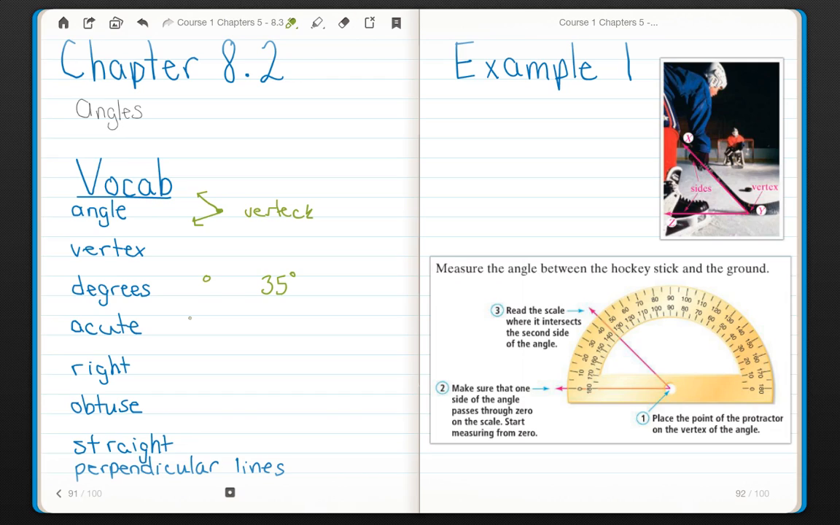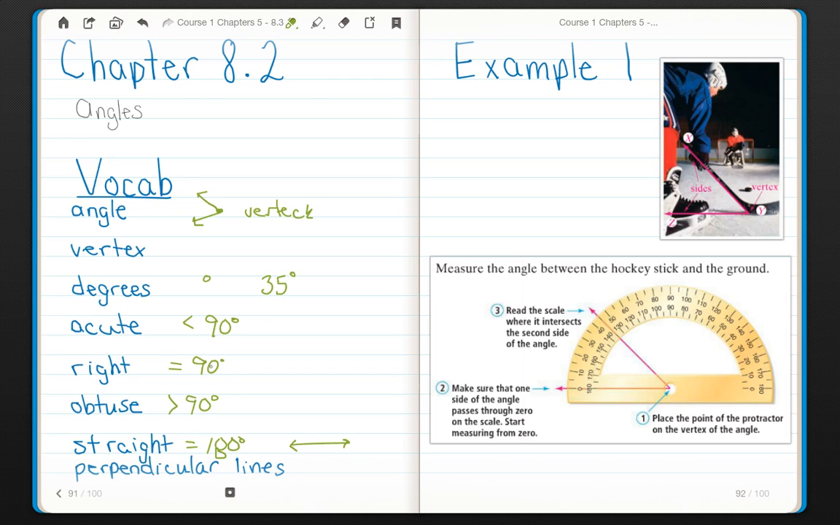An acute angle is an angle that is less than 90 degrees. A right angle is exactly 90 degrees. Think of a corner of a piece of paper. An obtuse angle is greater than 90 degrees. And a straight angle is exactly 180 degrees. Okay, a straight angle is a straight line. And yes, that is considered an angle.